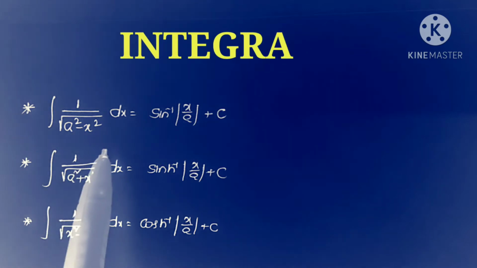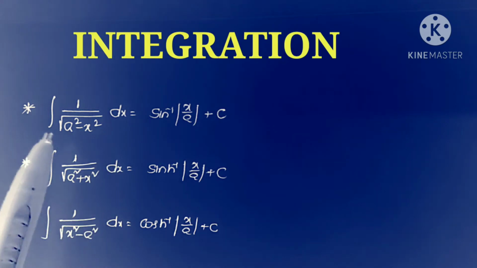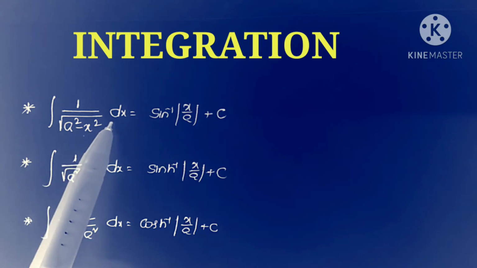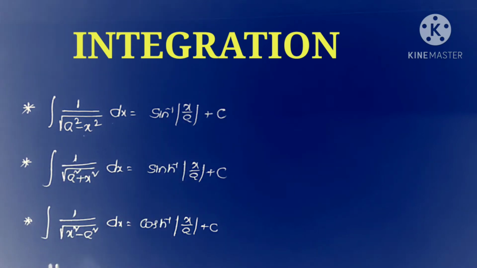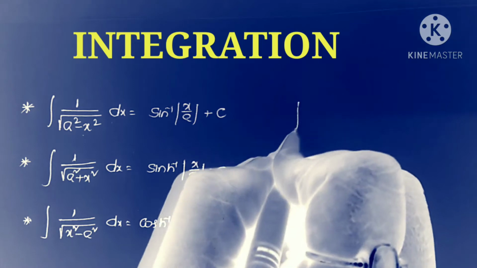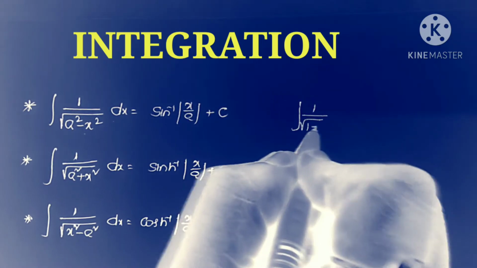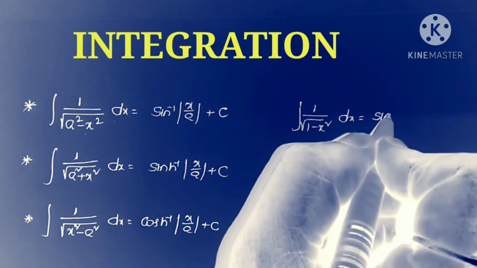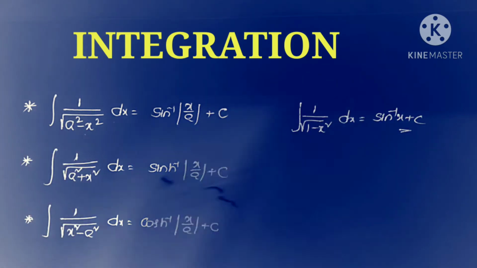In this video, I explain some more formulas of integration. First formula: integral of 1 by square root of a square minus x square dx is equal to sine inverse x by a. Already we know that integral of 1 by square root of 1 minus x square dx is equal to sine inverse x. Very well known formula.